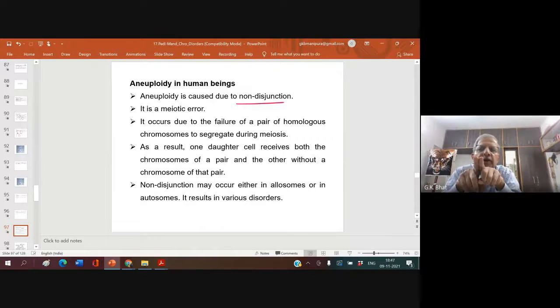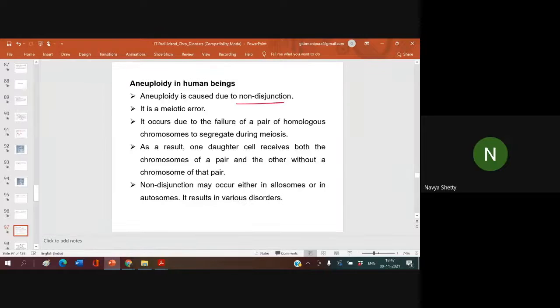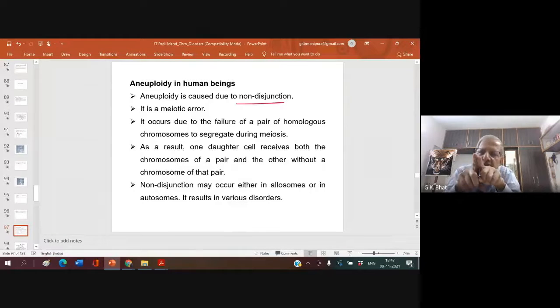Are you understanding my point? Homologous chromosomes during the zygotene stage, paternal and maternal chromosomes, come together. They form a bivalent, they form a tetrad. After that, crossing over takes place. After that, they separate. Am I right?